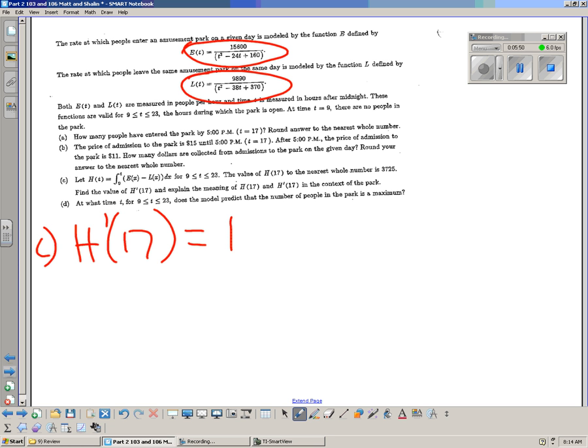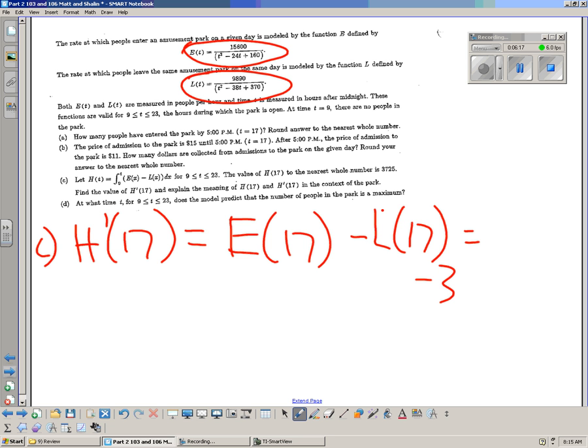So you're going to plug in 17 into the formula they give you. And if you have that in your calculator, you just go to vars, go over to 1, go to y1, and then put parentheses 17 minus y2 parentheses 17. And what you would get is negative 380.281.